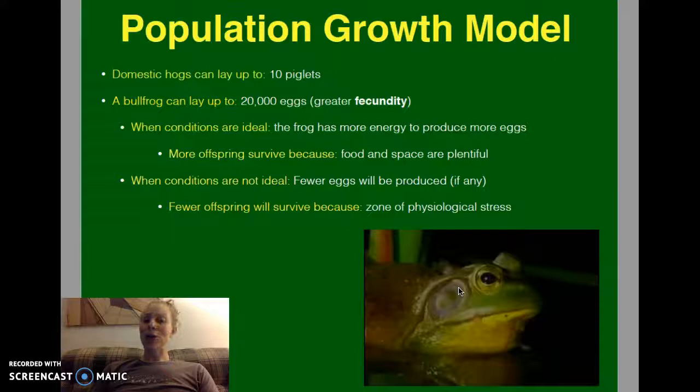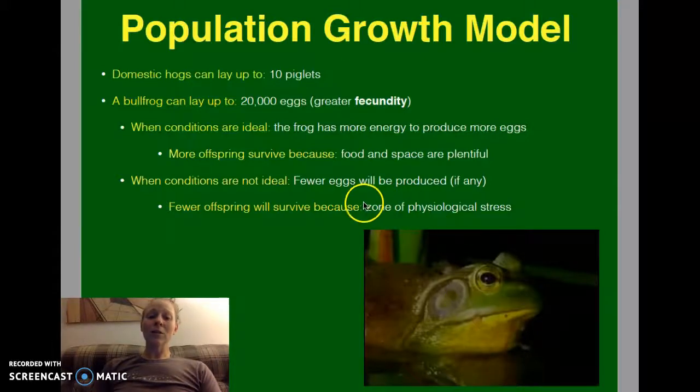But when conditions are not ideal, you're going to see that overshoot or that crash. The eggs, if they are produced, may not hatch, and if they do hatch, they may not survive for very long. They will be weak, so maybe they're eaten more quickly, and they're not going to survive as long. They're going to be in a zone of physiological stress, perhaps, and that's when you're going to see those overshoots.